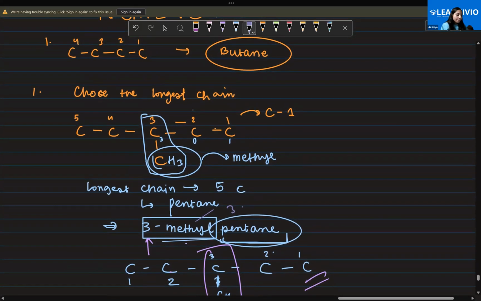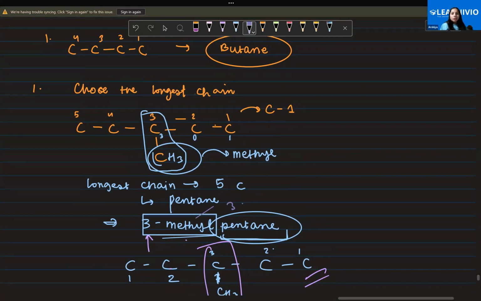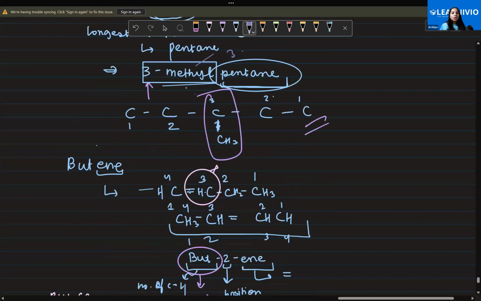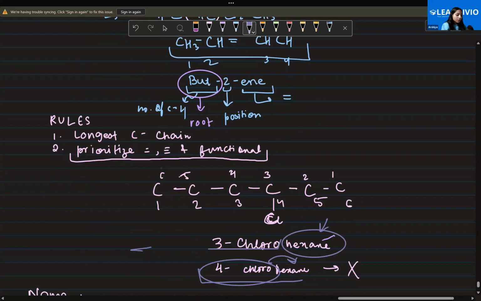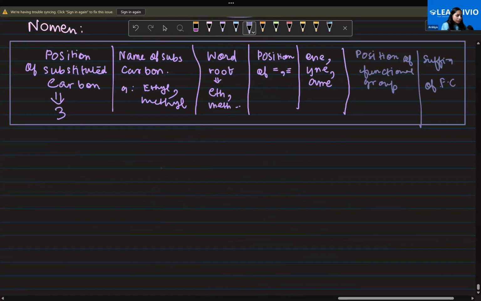Yes, ma'am. All right. Now let's solve a few questions. Ma'am, basically, first we will write which number carbon it is, like first, second, third, fourth, and then we'll write the functional group, chloro, fluoro, like that, and then third we will write the whole group. Like if it's six carbon, then hexane.